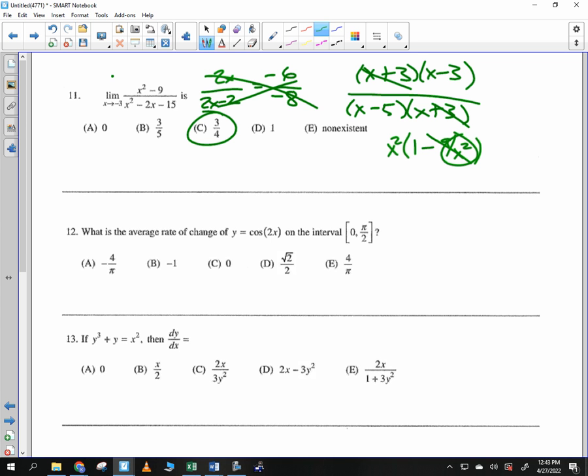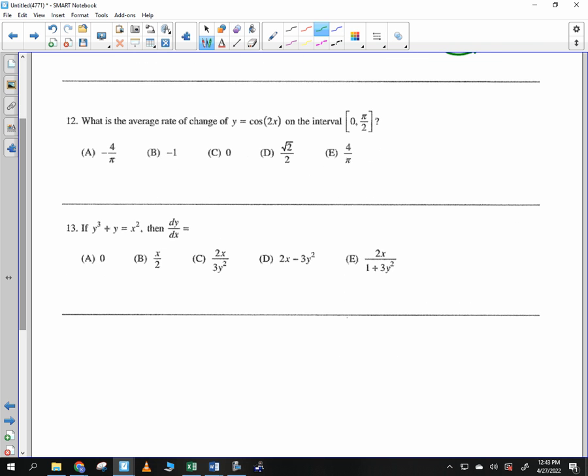Now we see that. Okay, what's the average rate of change? Average rate of change is not derivative. Average rate of change is slope. That's all it is. Slope.